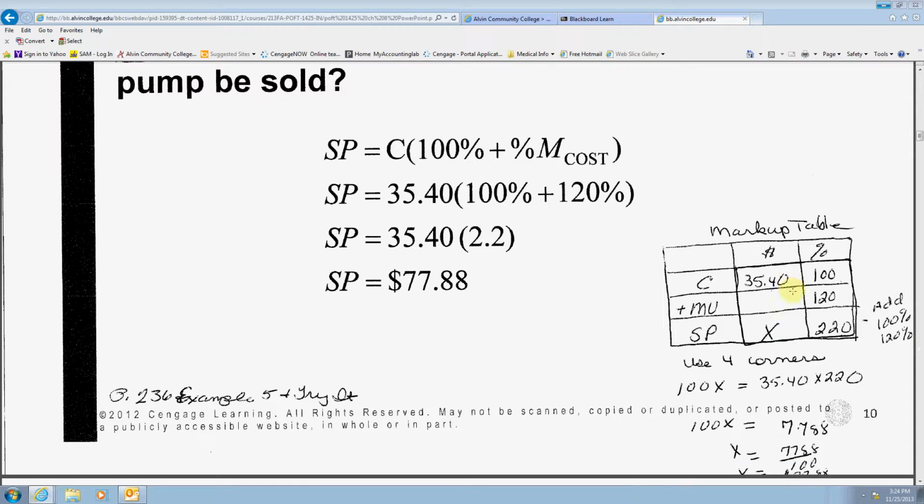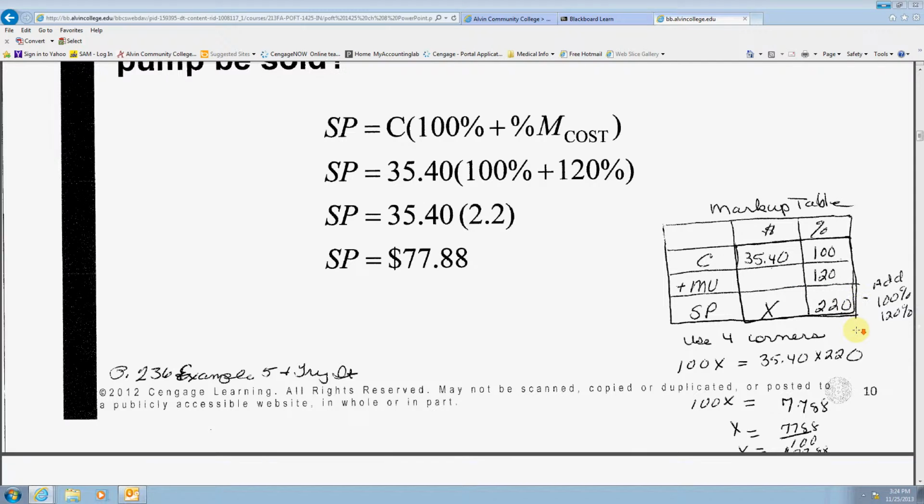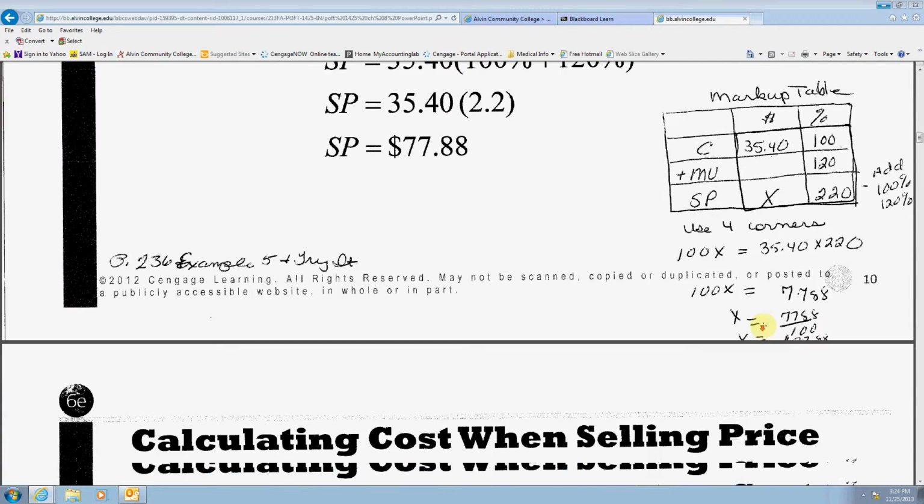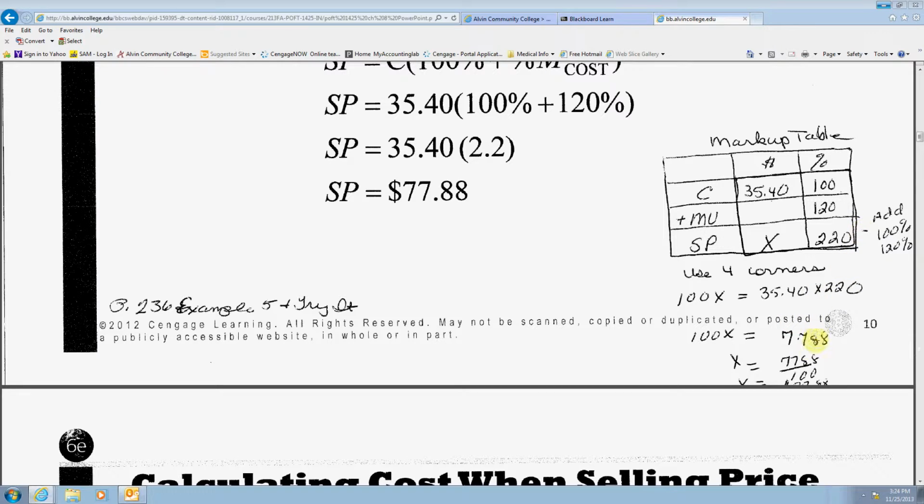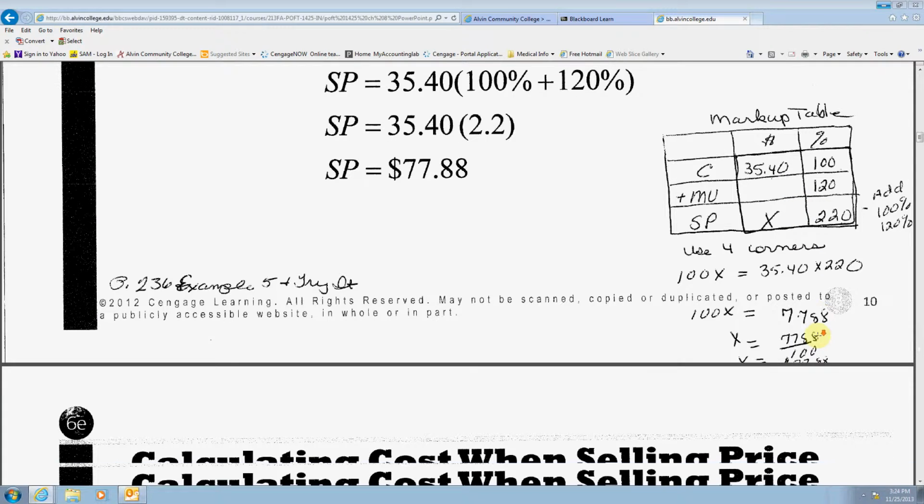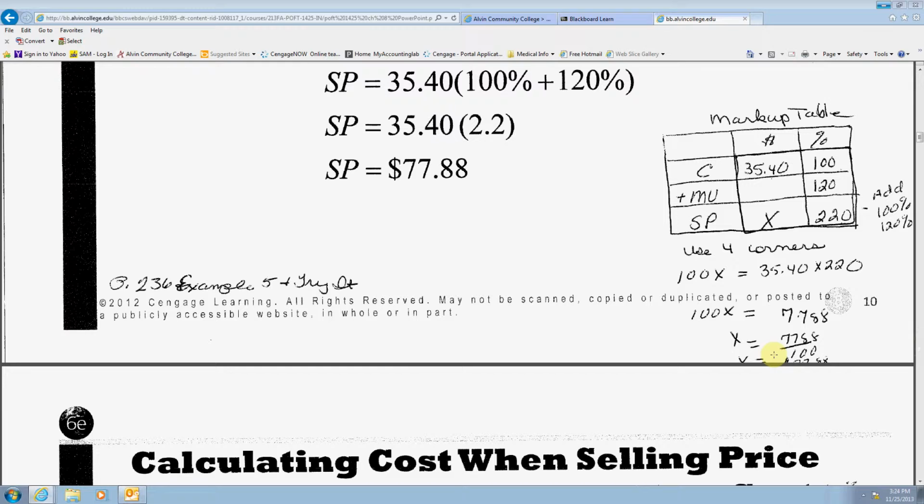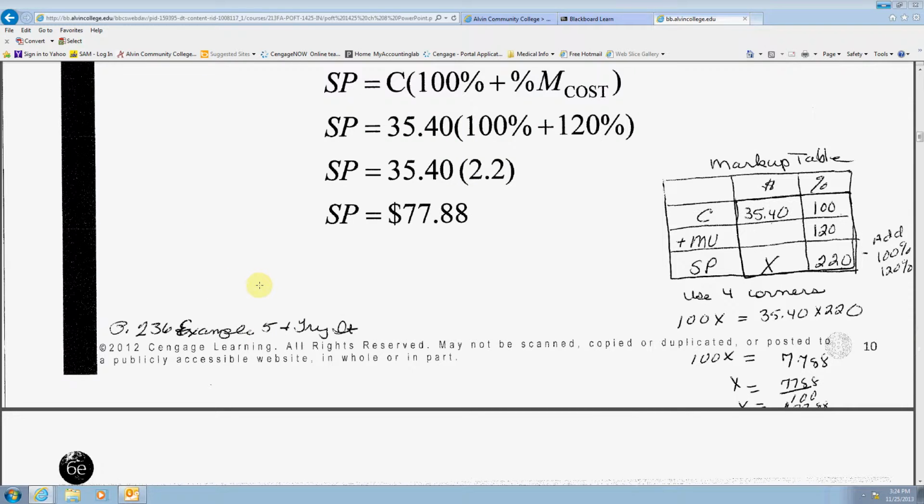So we have 100x, and that equals 35.40 times 220, which is 7,788, and then we solve for x, and we come up with 77.88. You can go to page 236, example 5, and you can try that, and then check it.